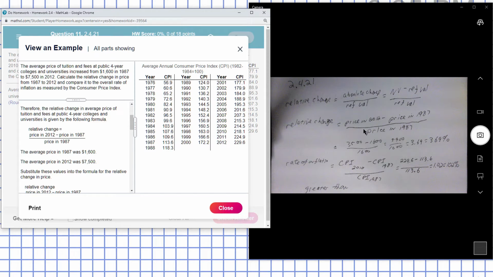So the price in 2012 was $7,500. The price in 1987 was $1,600. The difference would be $5,900 divided by $1,600. It gives me 3.69 as a decimal, or 369%. Rate of inflation here.